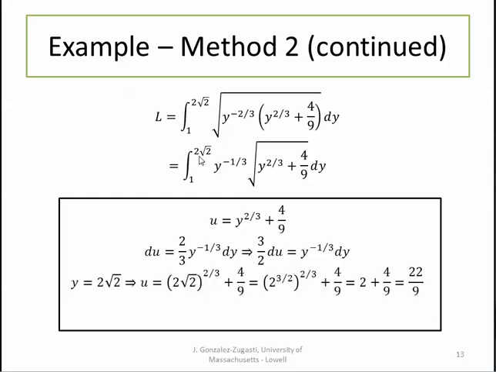When y is equal to 2 square root of 2, we plug it in and we get that u is equal to 22/9. Now when y is equal to 1, we plug that in and we get that u is equal to 13/9.